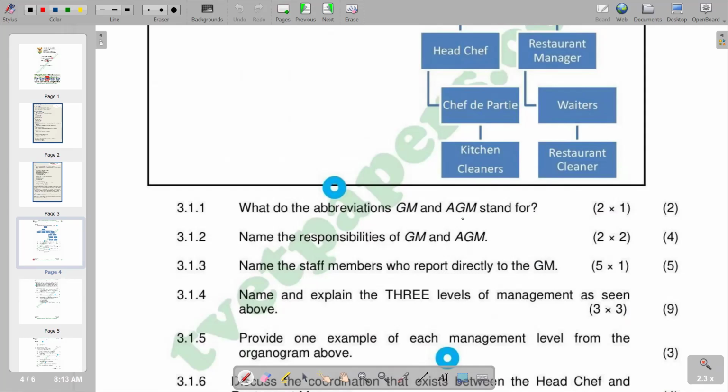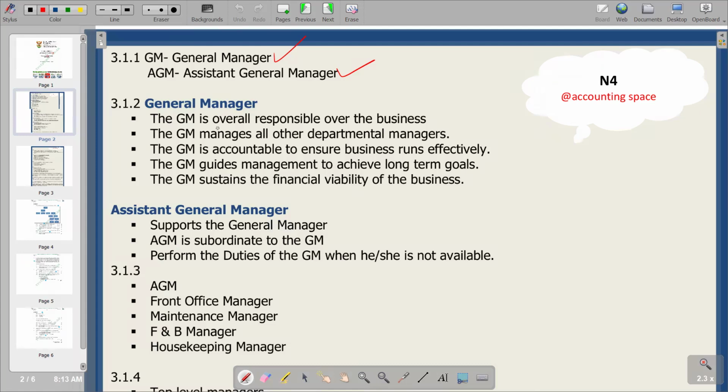Very important for us to take note that the AGM is a subordinate to the GM. In other words, the GM is the superior to the AGM. So we have the general descriptions of their responsibilities. The GM is overall responsible over the business, and manages four other departmental managers. The GM is accountable to ensure the business runs effectively, and guides management to achieve long-term goals. And finally, the GM sustains the financial viability of the business.